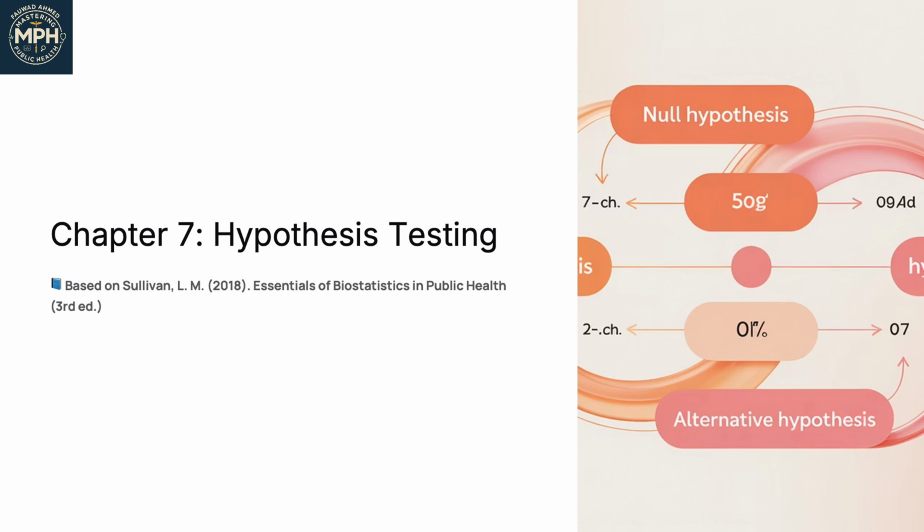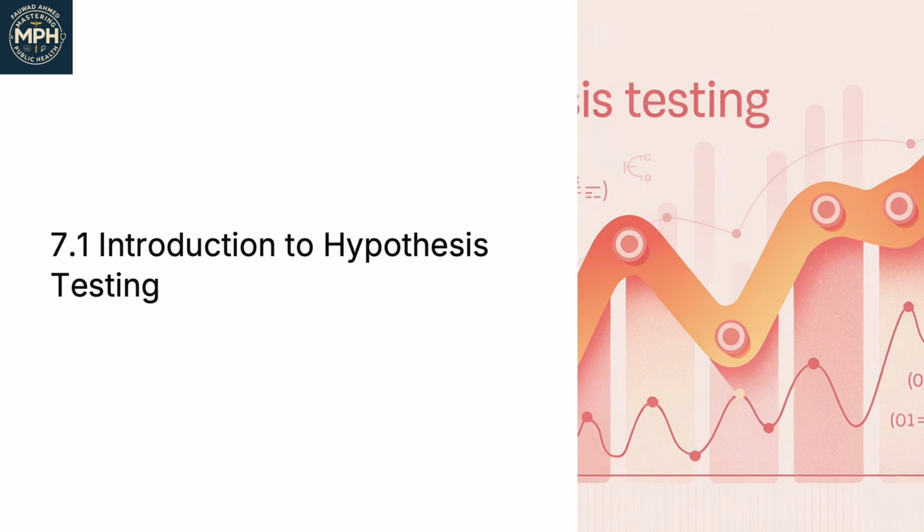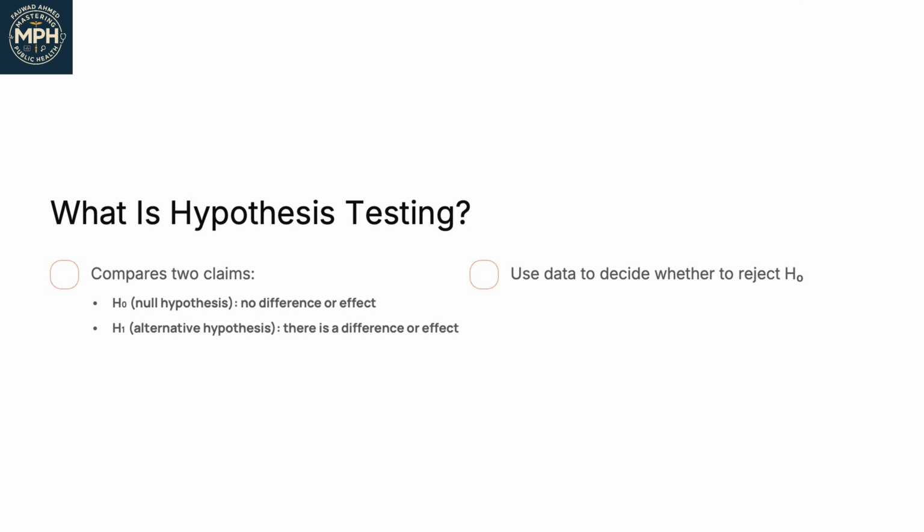Is this new treatment better? Are these two groups different? To answer these questions, we use hypothesis testing, a statistical process that helps us decide whether the data supports a specific claim. In this chapter, we'll walk through hypothesis testing for a variety of outcome types, using sample data to make inferences about populations. First is Introduction to Hypothesis Testing.